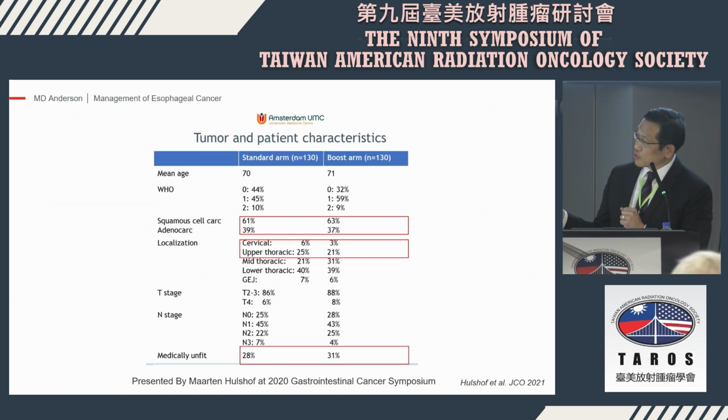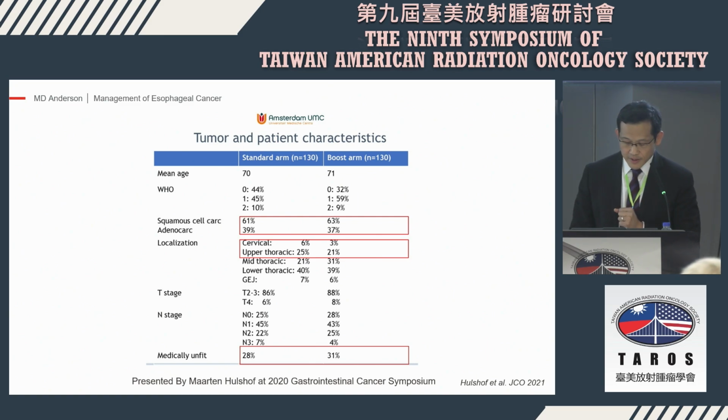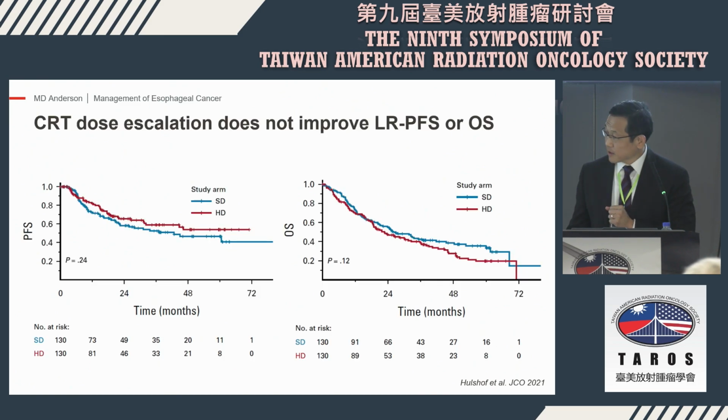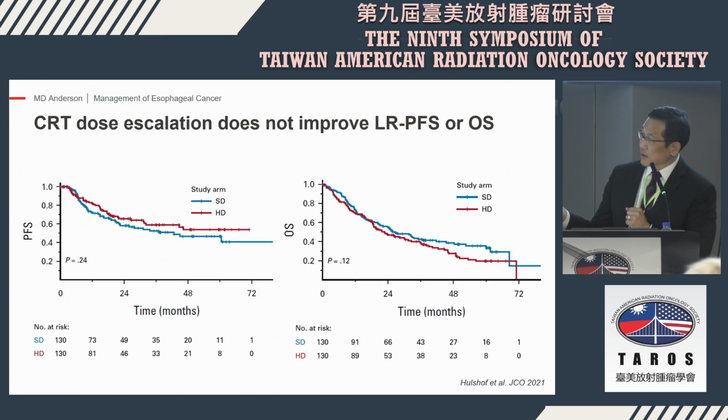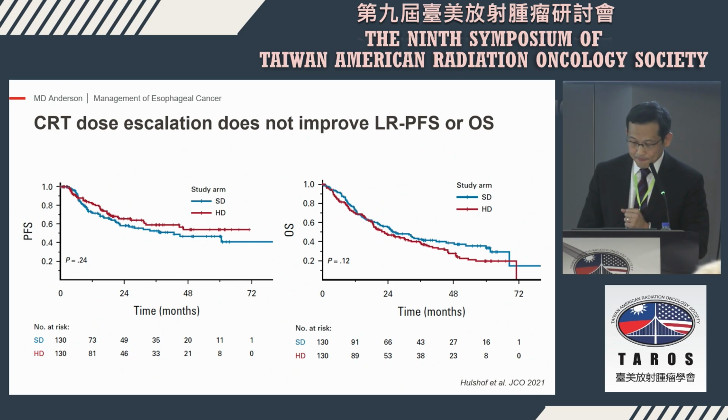No difference in the 2 arms, so these 2 arms are well balanced, with 1/3 of the patients with adenocarcinoma and 2/3 squamous cell carcinoma patients. This was published a few years ago now in JCO. No difference in the 2 groups, with maybe a hint of benefit with the high dose arm, but no difference, with a p-value of 0.24. What's important is the overall survival: no difference between the high dose and the low dose. Actually, the higher dose arm in the overall survival seems to be worse compared to the standard arm.